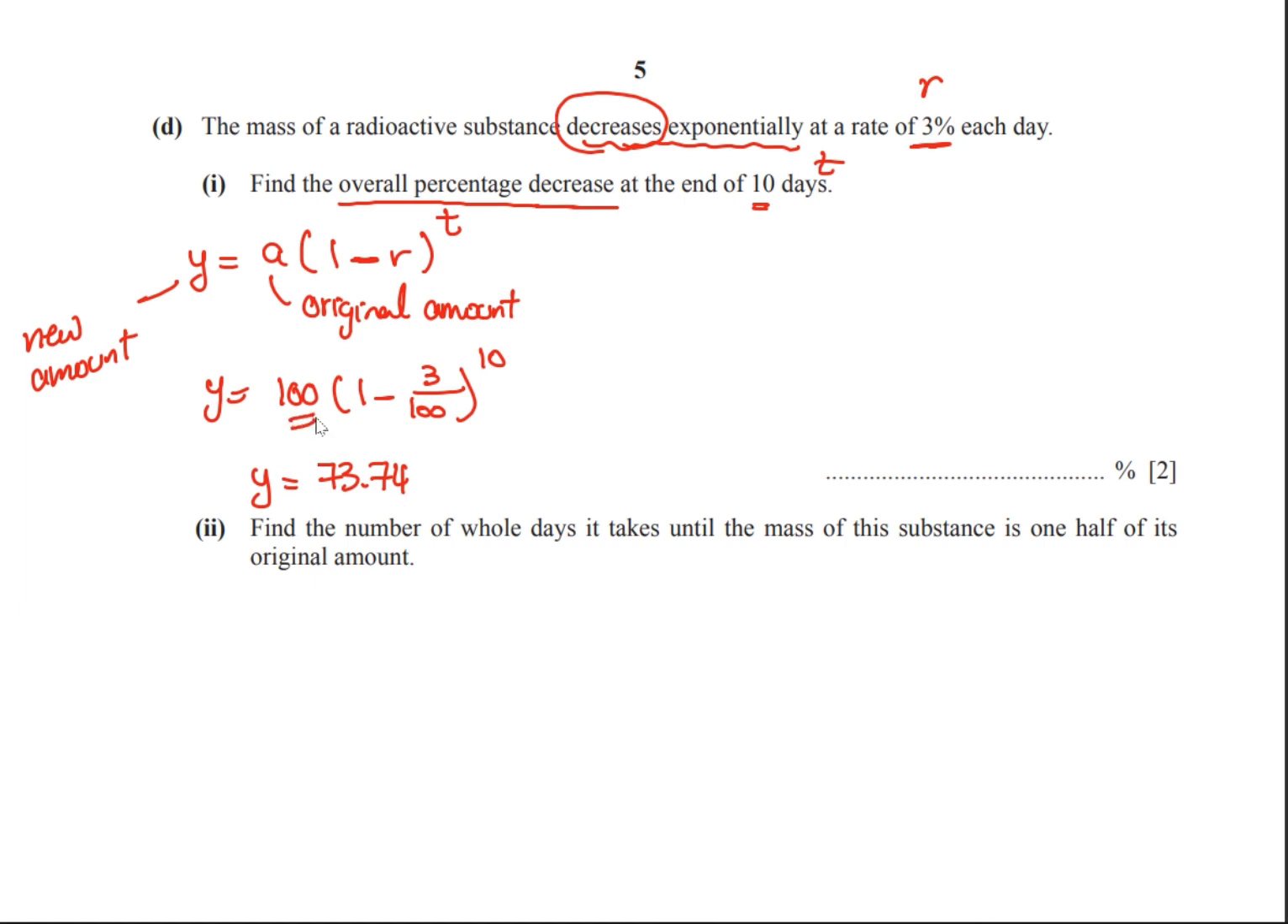Again, why did I put 100 here? Because I don't know the original amount, so I am getting the new amount as a percentage of the original amount. So I assume that the original amount is 100% and it became 73.74%. But he's not asking about the percentage now. He's asking about the decrease. If it was 100 and became 73.74, that means the percentage of the decrease equal 100 minus 73.74, which I can calculate, which is 26.25%.